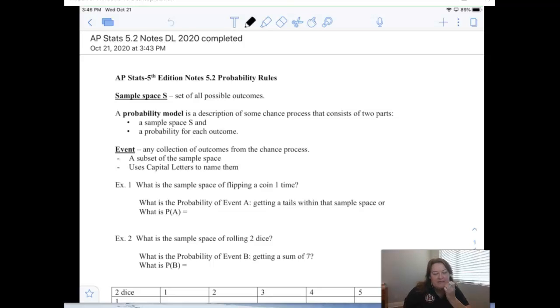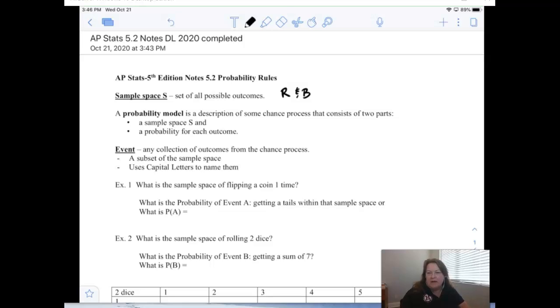So we're going to start talking about some of the probability rules and some of the vocabulary that comes along with the probability. The first one is sample space S, and it's just the set of all the possible outcomes. So if I had a red and a blue marble in a bag, my sample space would be R and B for red and blue, and basically it's just like, what is all the items that I have?